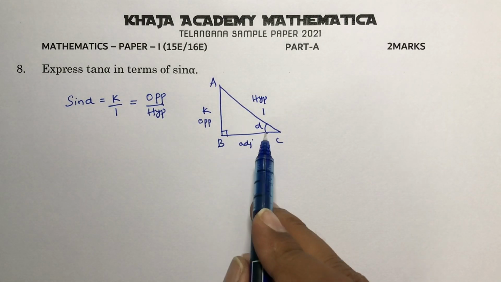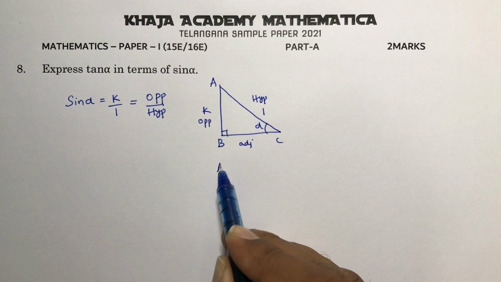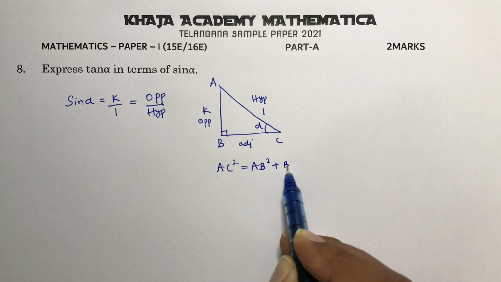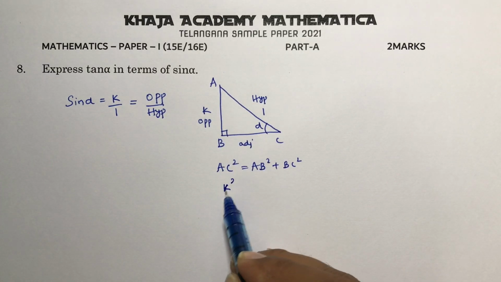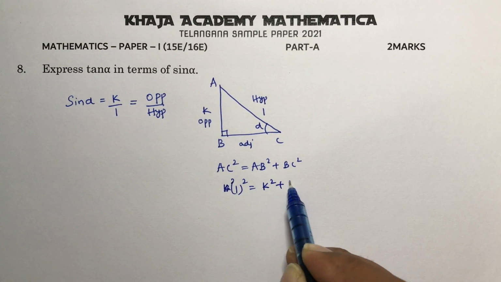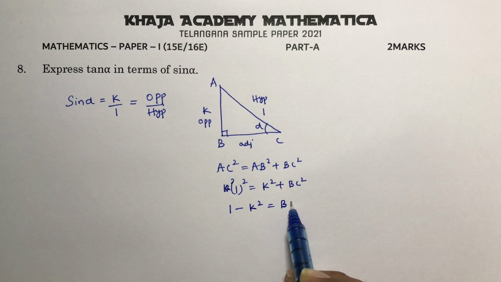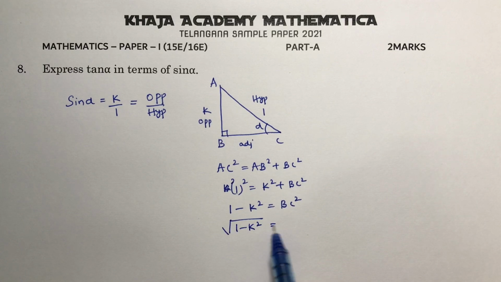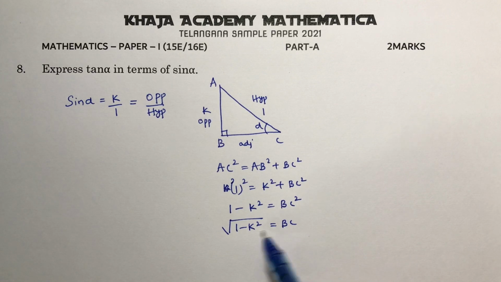So to find tan, we need opposite by adjacent. So with the help of Pythagoras theorem, I'll find adjacent. First I'll apply Pythagoras theorem. AC square equals AB square plus BC square. AC is 1, so 1 square equals AB is k, k square plus BC square. So 1 minus k square equals BC square. So BC is under root 1 minus k square. So you got the BC value, that is root 1 minus k square.